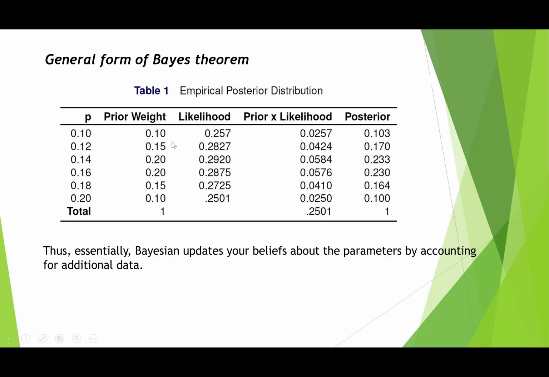And now we multiply each of these priors by the likelihood, and that is the value. When we add up, we get the normalizing constant. And in order to make this a proper distribution, we divide each of these values by the normalizing constant so that the sum is equal to 1. This is called the posterior probability of p assuming each of these values. Essentially, the Bayesian approach updates your beliefs about the parameters by accounting for additional data. This is our belief, this is the actual data, and the prior probabilities are getting updated using the actual data. That's what the Bayesian approach does.